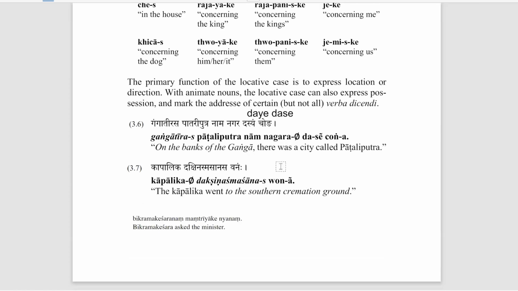Any questions? Anyone want to read the next sentence?